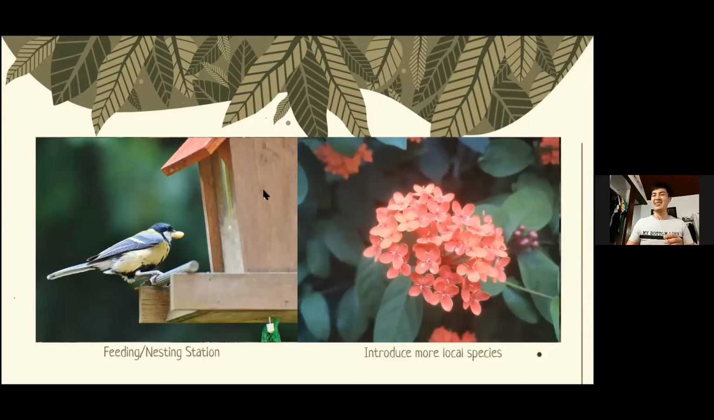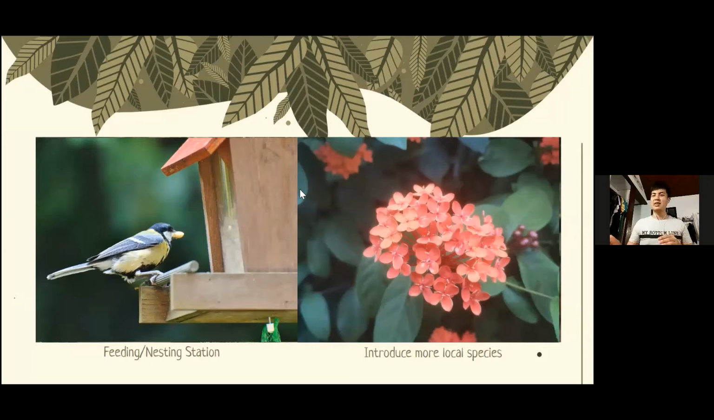So if you're interested in seeing more birds, you can do this whether or not you have a garden. I mean, you can try, but the success rate depends on how biodiverse your area is, how many birds it can support. So if you have a good garden and you start seeing birds coming around and you want to get more species, then you can try to introduce this.